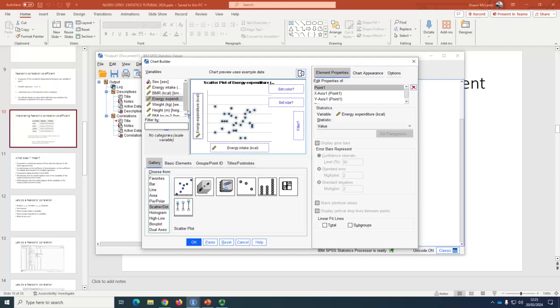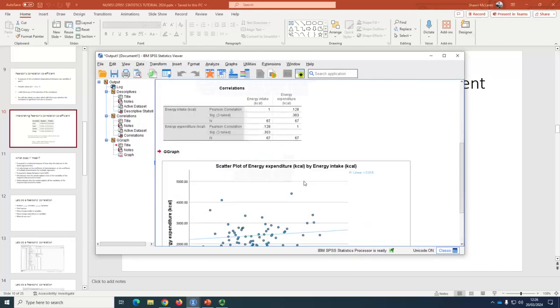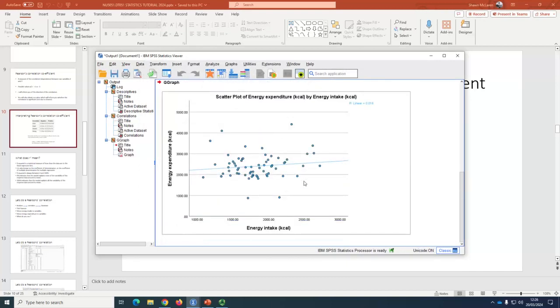And finally, you'll have a little button there, hopefully in this corner. You see it says linear fit lines, and you can pick a line for total. So if you make a little tick in this box, just want to see, have you got it? Intake expenditure, click the total line. Click on point 1. Got it. Cool. Once you've done all of those steps, press OK. And we've got a graph.